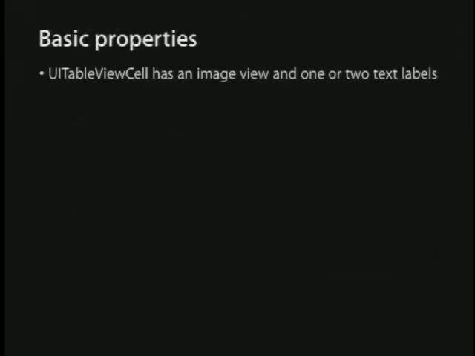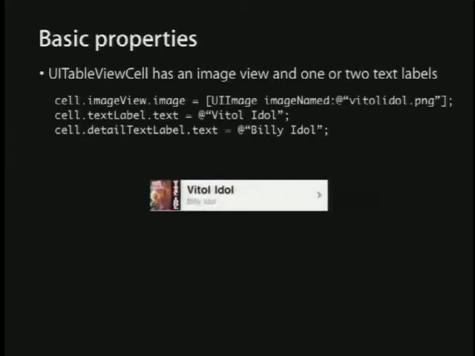Table view cell has a couple basic properties to display these things. The first is an image view, which is just a UIImageView, but you can access it through cell.imageView. In this case, we're going to give that image view an image, which will give us that thing on the left. It has a text label. All of the cell styles support a text label, all the ones we just saw.